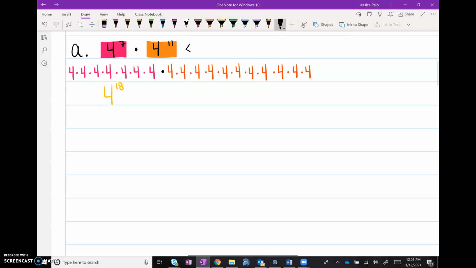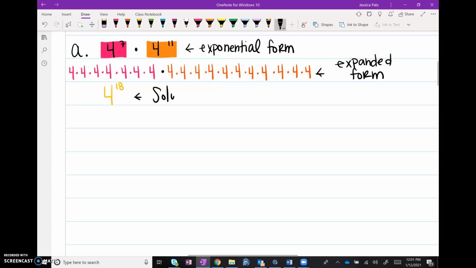So this is exponential form. This is expanded form. And this is the solution in exponential form.